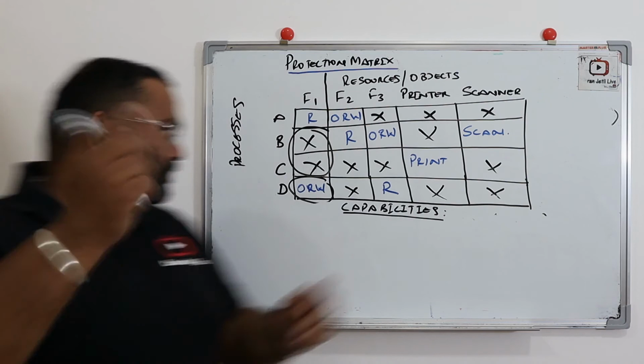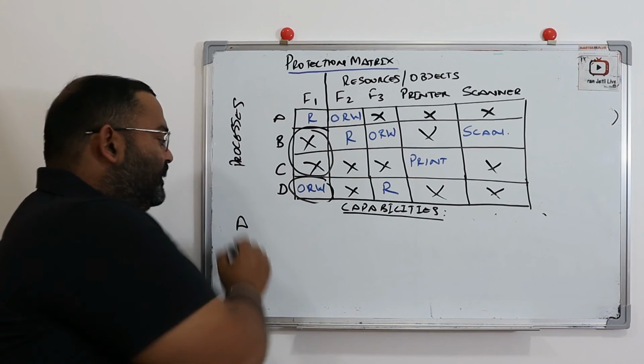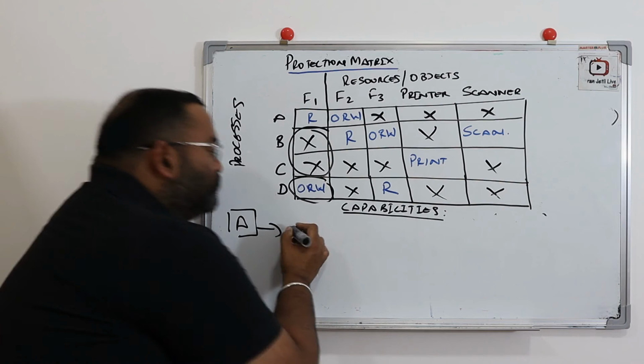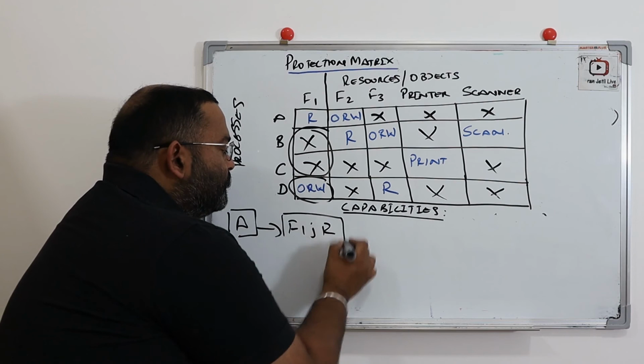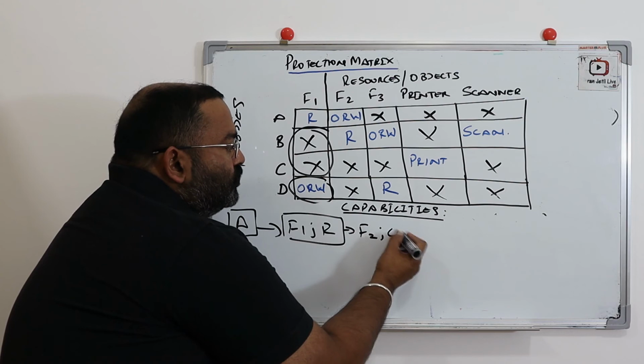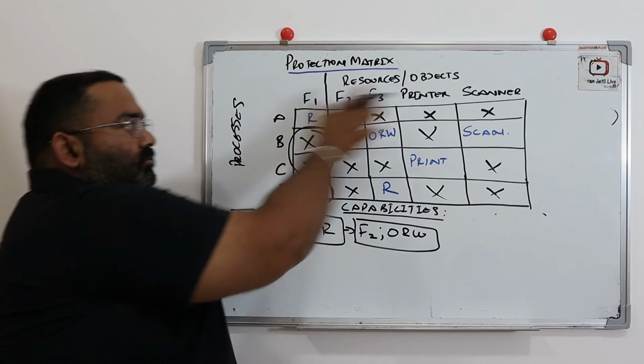So I have process A. Let us go row by row. Process A on file 1, what can it do? It can do a read operation. Process A on file 2, what can it do? It owns it, it can do read, it can do write. And that's it. Implemented row wise.